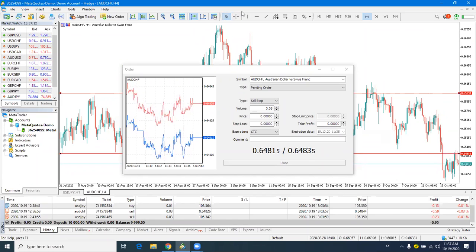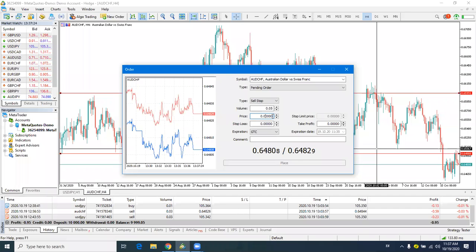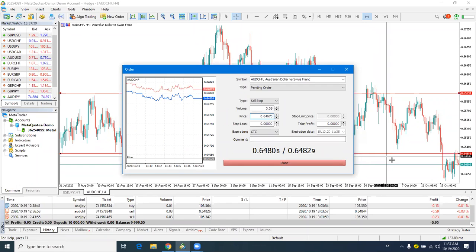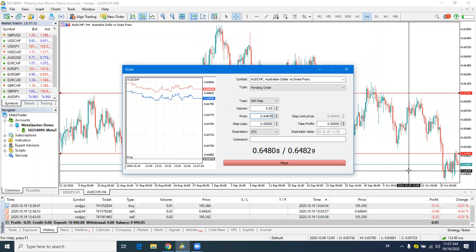Hold on, we have 2 minutes to go. 0.6467, 0.64670. Okay, and then we'll now create a stop loss. A stop loss will now be above. Okay, if it doesn't enter my trade, it should go back.